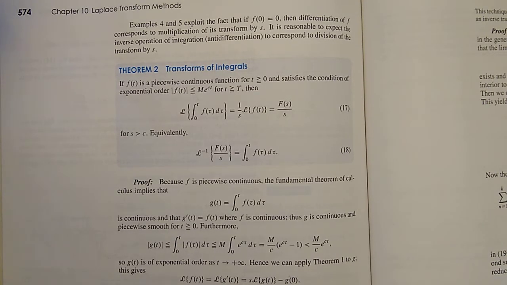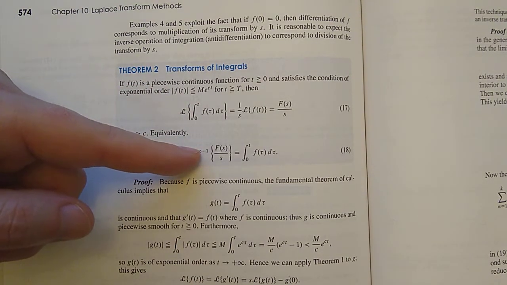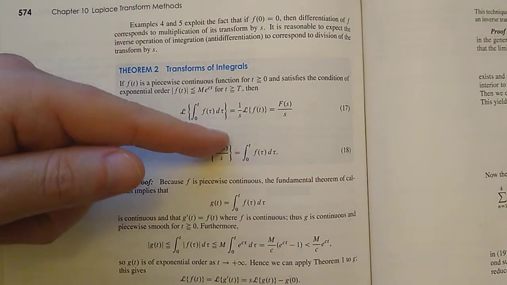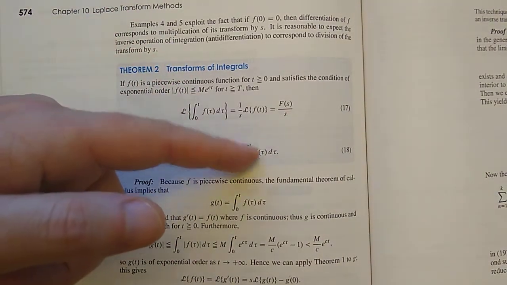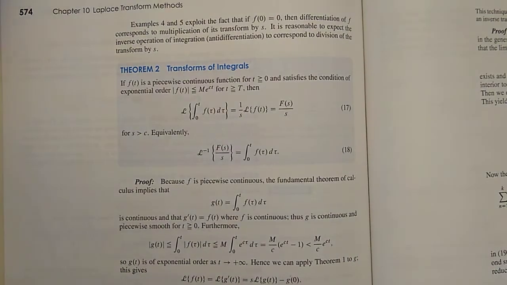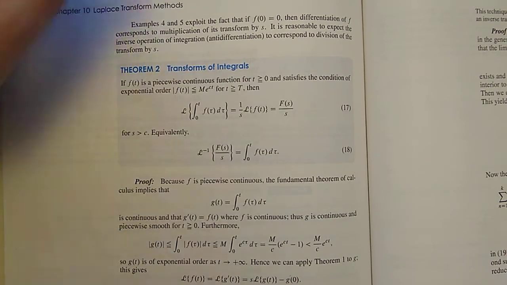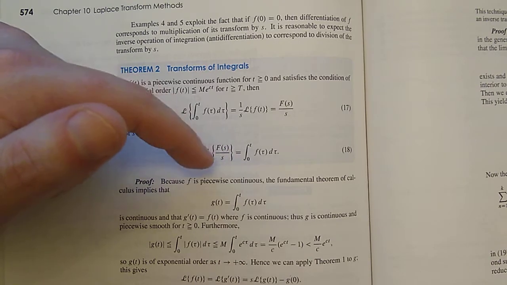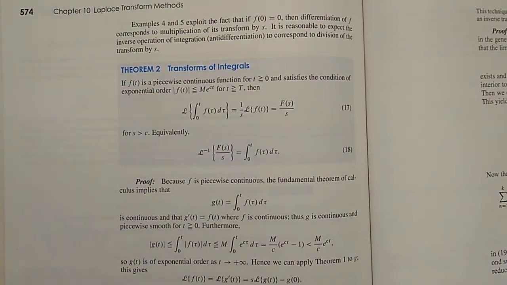So, right, we have this rule that the Laplace transform of the inverse Laplace transform of F(s) over s is the integral of little f, where little f is the inverse Laplace transform of big F. So, in other words, if you know the inverse Laplace transform of big F, then this tells you what the Laplace transform of that over s would be.